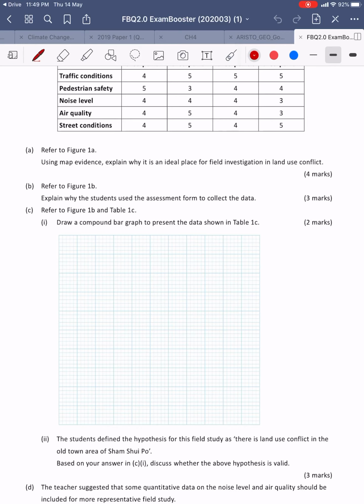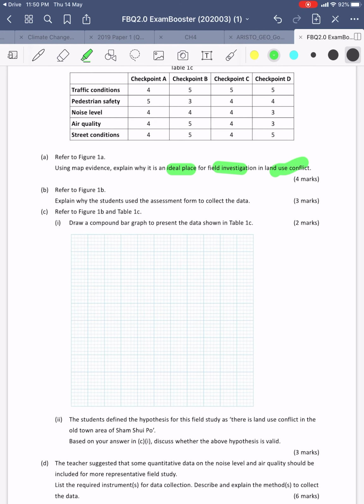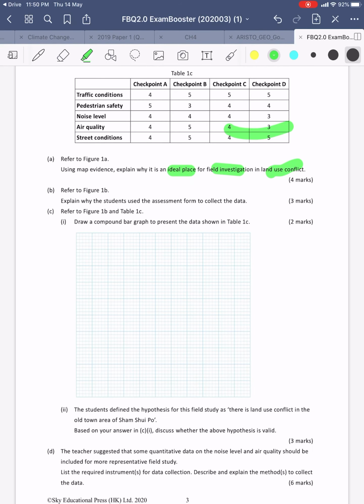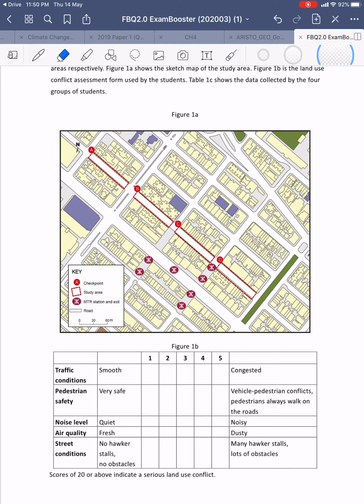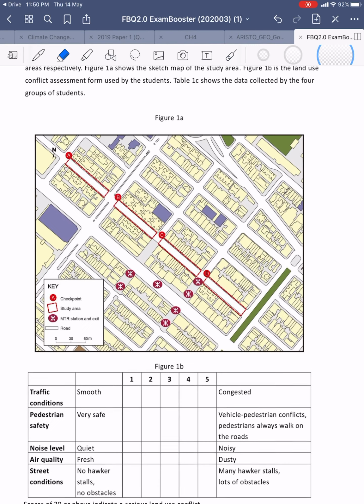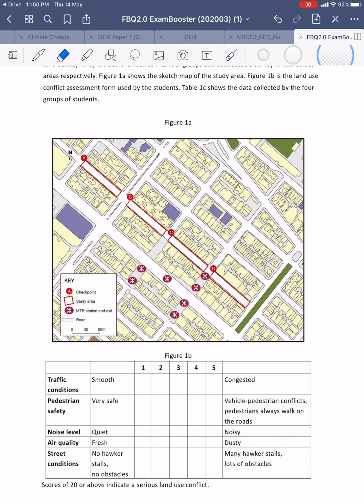Using map evidence, explain why this is an ideal place for a field investigation of land use conflict. If we have land use conflict, first of all, we have to have different land uses, right? For the different land uses, what do we have right here? Is there any evidence that we will have different land uses? How can you see it? Actually, this is also quite an important skill.